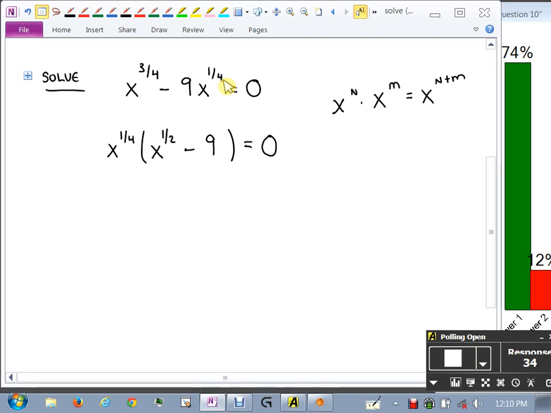Okay, look. At this point, you have two things that multiply to be 0, right? Whenever you have two things that multiply to be 0, you set each one of them equal to 0. So I'm going to set x to the 1/4 equal to 0. The other equation I have is x to the 1/2 minus 9 equals 0. Just like when you factor a quadratic, you set each factor equal to 0. Same thing here.